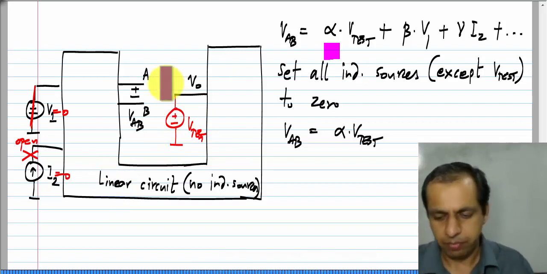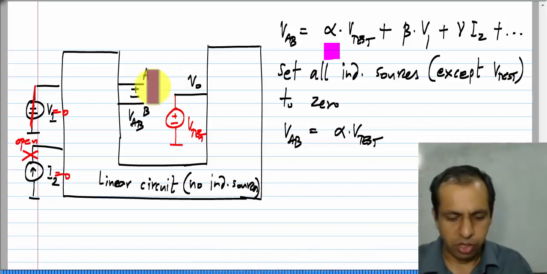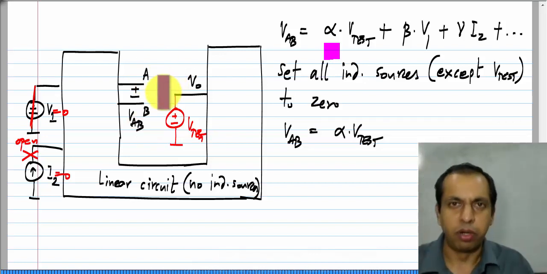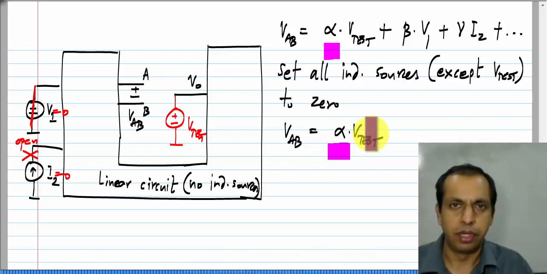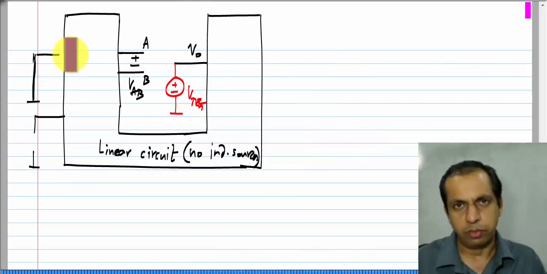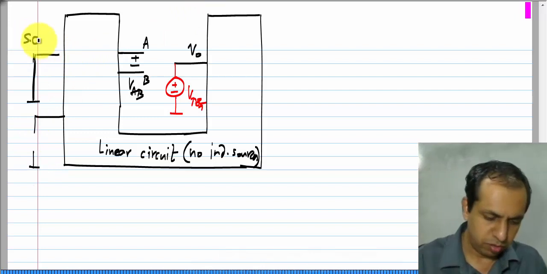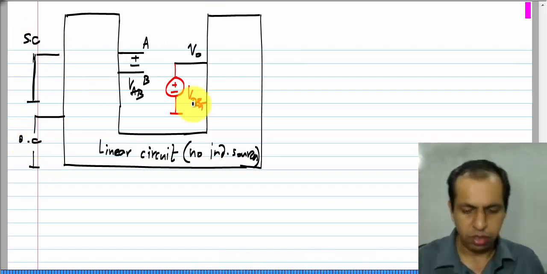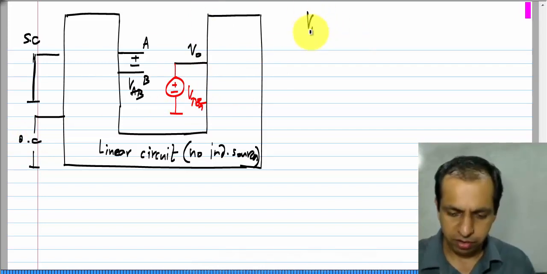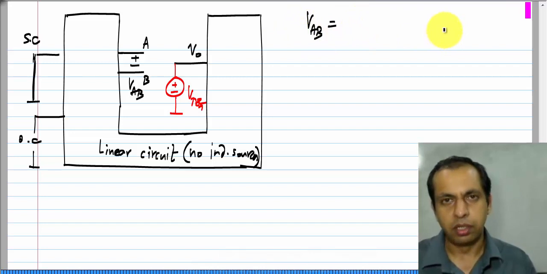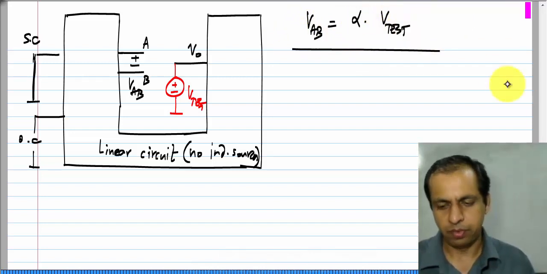is quite easy. Okay. Now, all I need to do to find out if the op amp is in negative feedback or to assign the signs of the op amp is to look at the sign of alpha. Okay. I have replaced the voltage source V 1 with a short circuit, current source I 2 with an open circuit. I analyze the circuit with only V test stimulating it, and I find that VAB is alpha times V test. Okay.